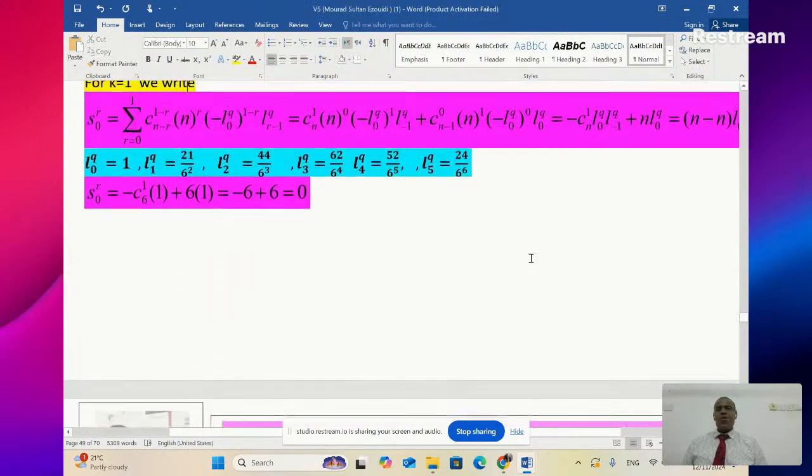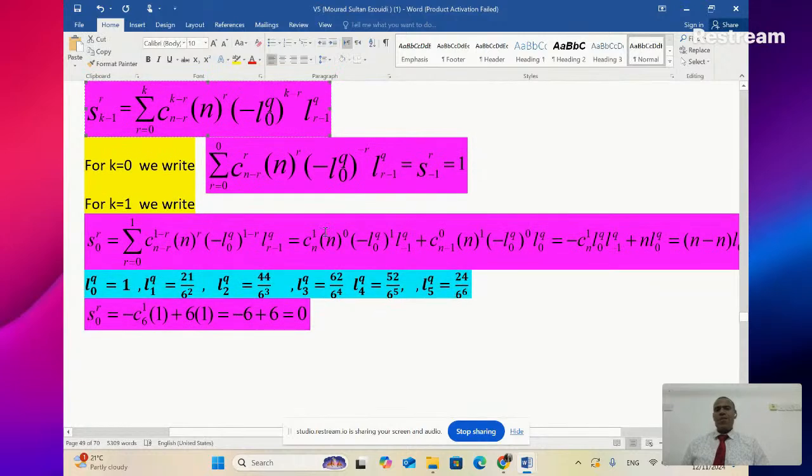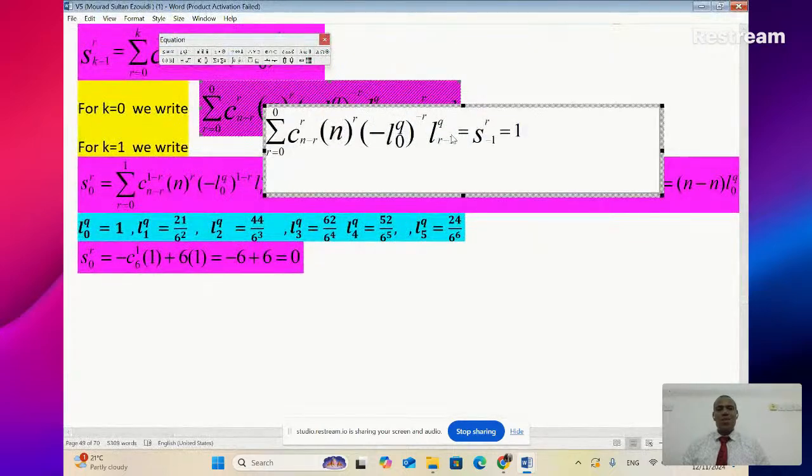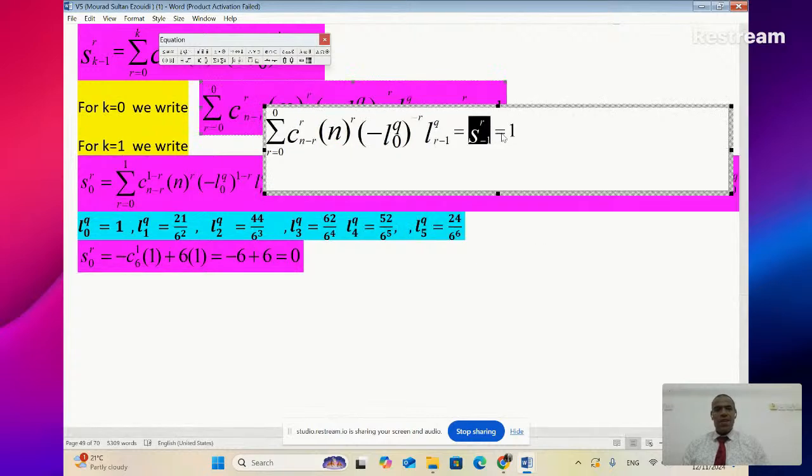I'm going now to use the discriminant formula of Mr. Mourad Sultan Ezouidi when k equals 0. When k equals 0, I'm going to see that S minus 1 of order r is equal to what, learners? Equal to combination 0 choose 0. Okay, copy. When k equals 0, it means that you are going to work with combination. I will make a capital C. Combination means combination. This is minus 1.